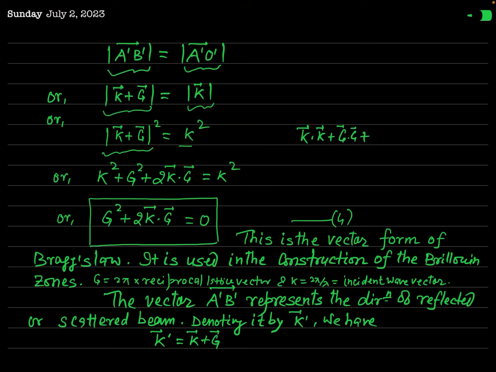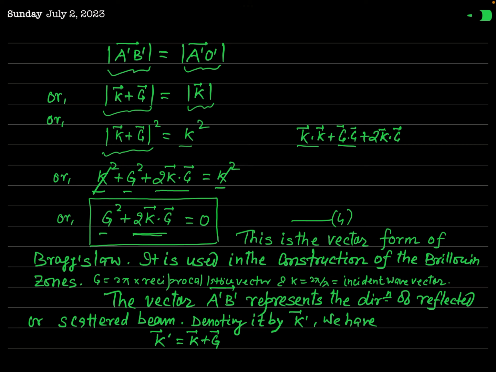Now this K square and K square will cancel out, and your result is G square plus 2 K dot G equal to 0. Actually, this very equation, which is in terms of the reciprocal lattice vector G and the wave vector K, is the vector form of Bragg's law. This equation 4, which reads G square plus 2K dot G equal to 0, is the vector form of Bragg's law. And as I have told you earlier, this law is used in the construction of the Brillouin zones.